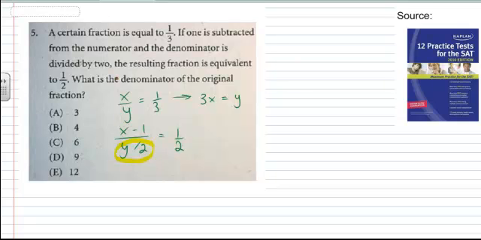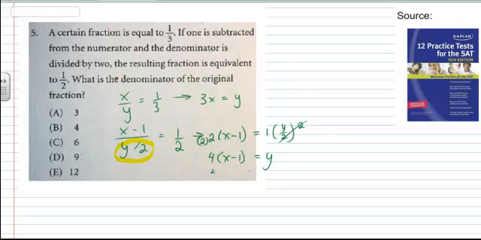Y over 2 can be our denominator, and that's fine. There's a couple of ways to simplify that situation. In this situation, we can cross multiply. 2 times x minus 1 equals 1 times y over 2. To get rid of the fraction on the right hand side, we can multiply both sides of the equation by 2. And 4 times x minus 1 equals y.